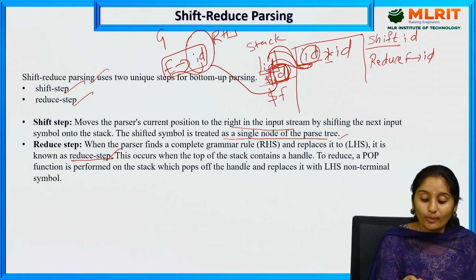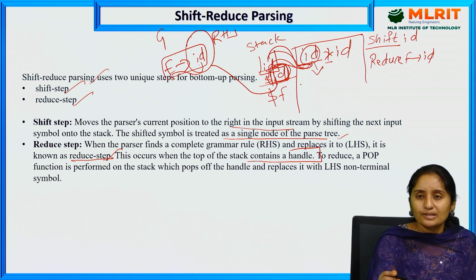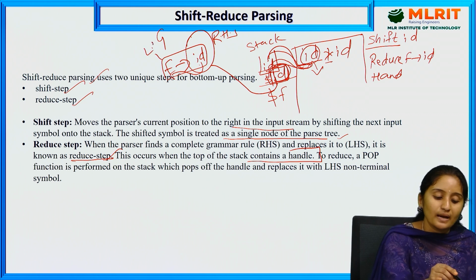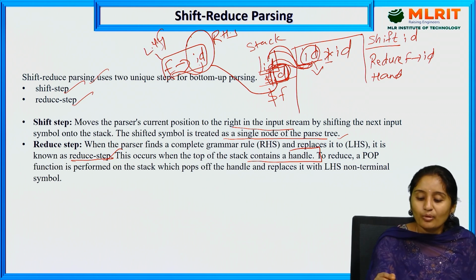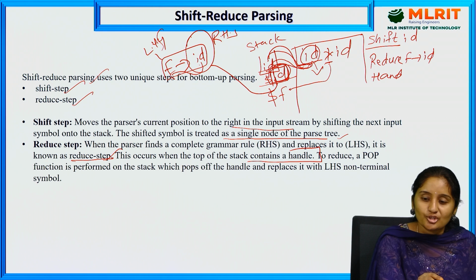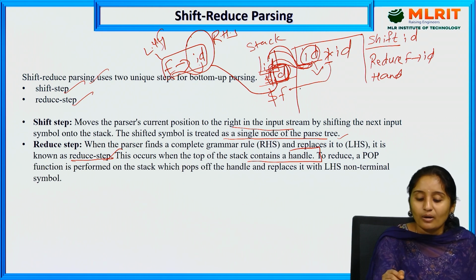This occurs when the top of the stack contains a handle. Each element or symbol, we are going to call it a handle. When a substring is found in the input string, check whether it matches the RHS of a production or not. If it matches the RHS of the production, then replace it with the non-terminal found in the LHS part. If it is not present, then shift the next input symbol onto the stack.